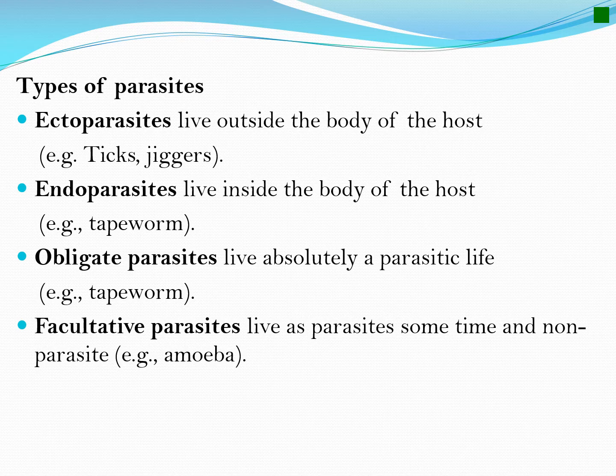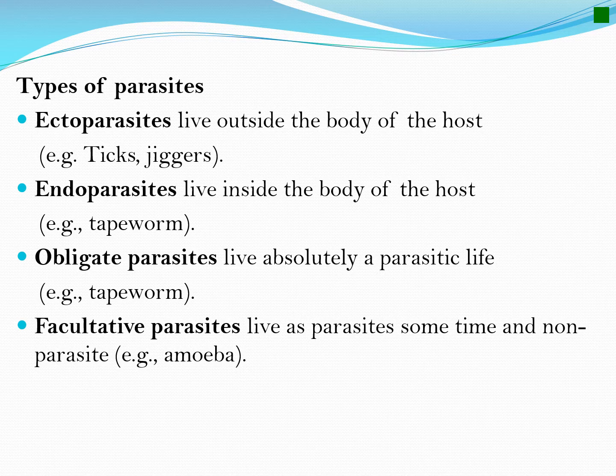There are four principal types of parasites. Ectoparasites live on the external surface of their host, and here we are provided with examples like ticks and jiggers. Endoparasites live inside their host, endo meaning inside, and we are provided with an example of an intestinal worm, a tapeworm here. Remember that Tinea is in the group of tapeworms.